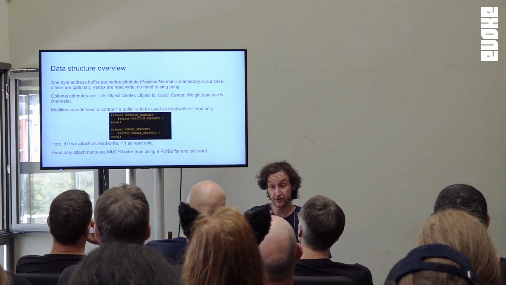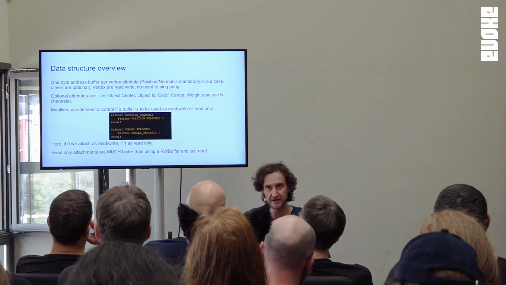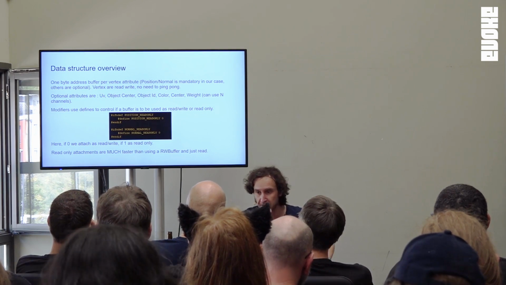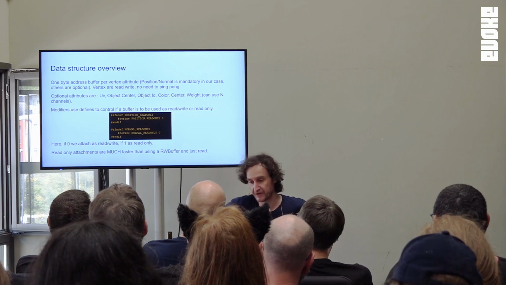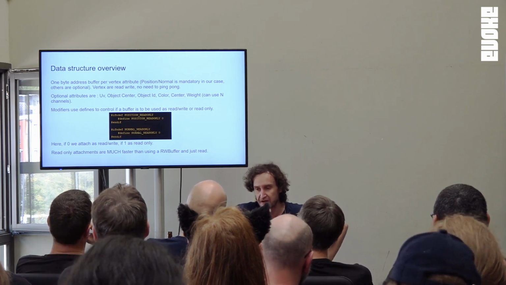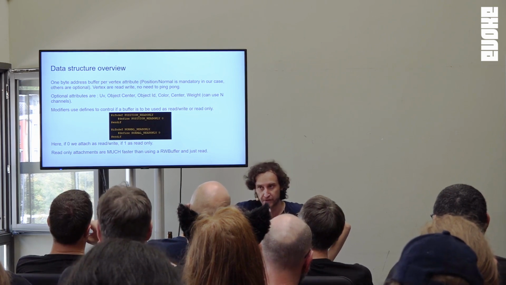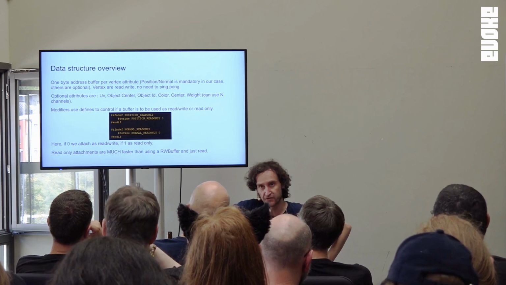For the rest of the data structure, we have one buffer per attribute, so we don't compact everything together. It's bad, you should not do that. So one buffer is for position, one buffer is for normal, and in my case, position and normal are mandatory, all the rest is optional. Vertex is read-write, you don't need ping-pong.